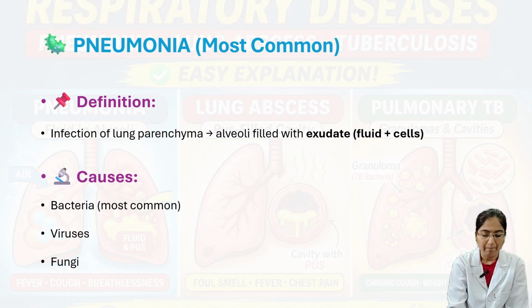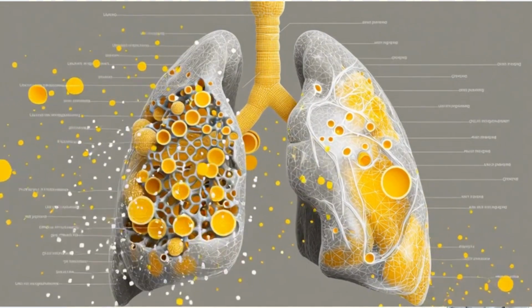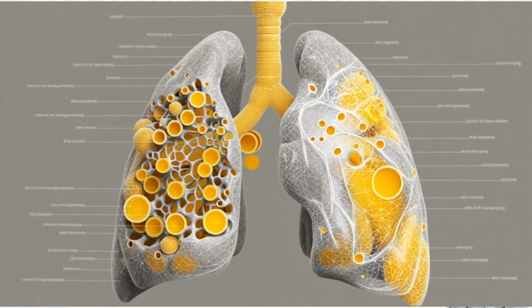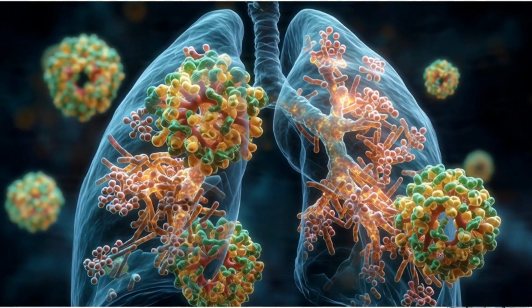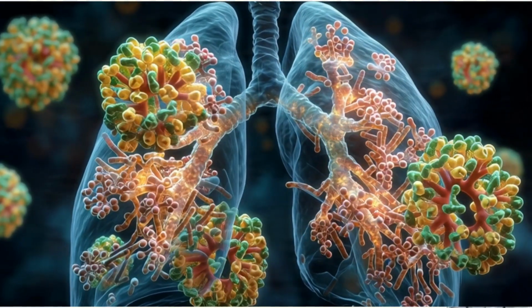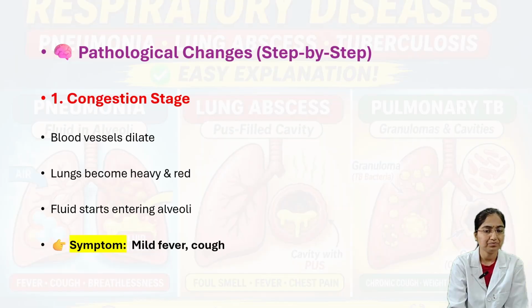We'll see completely, here, pneumonia. First, we'll see the definition. Here, infection of lung parenchyma, that is, alveoli filled with exudate, that is, fluid including cells. What are all the causes for this? Bacteria are the most common cause. Bacteria, viruses, fungi, these are the causes.